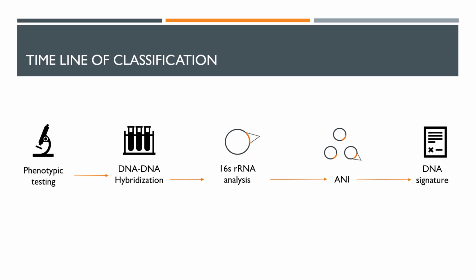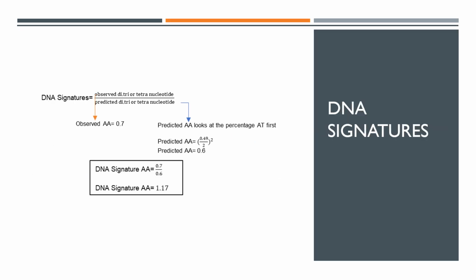So a new method that is trying to be implemented is looking at the DNA signatures. So what exactly is a DNA signature? A DNA signature is actually the observed over the predicted values of a di-, tri-, or tetranucleotide. So for example, over here, to look at the DNA signatures of AA, for this species in particular, we look at the observed dinucleotides of AA, so that's 0.7, and then the predicted, which is 0.6 in this case. So for example, over here, our DNA signature for AA would be 1.17.